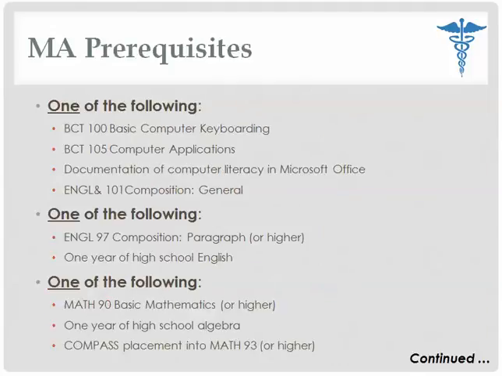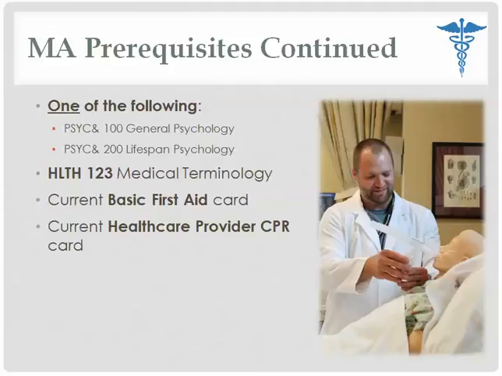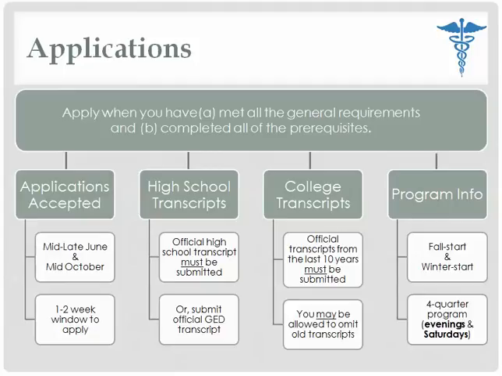Prior to applying to the medical assistant program, all prerequisites must be completed. The grades you earn in every class will have an effect on your cumulative college GPA. The higher the grades, the better chance you have of being accepted. In addition to these prerequisites, you must meet all general requirements listed on the prerequisite checklist, so be sure to read that form very carefully. Once you have met all the general requirements and completed all of the prerequisites, you are eligible to apply.